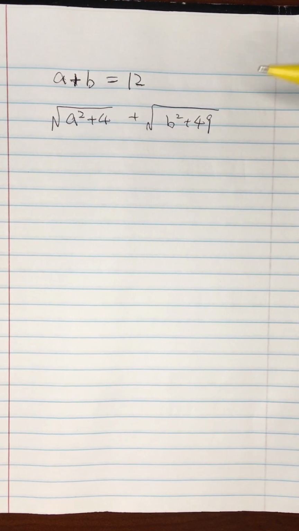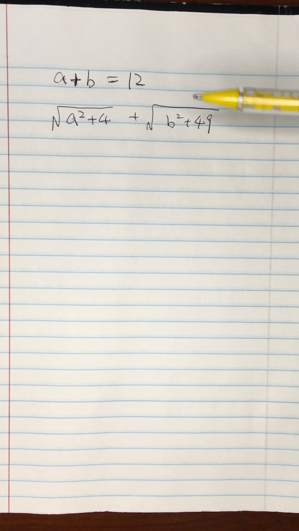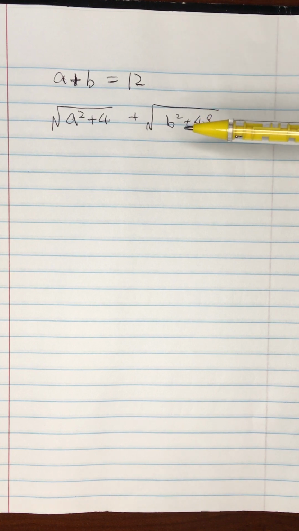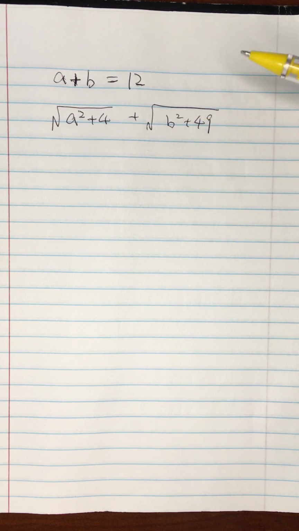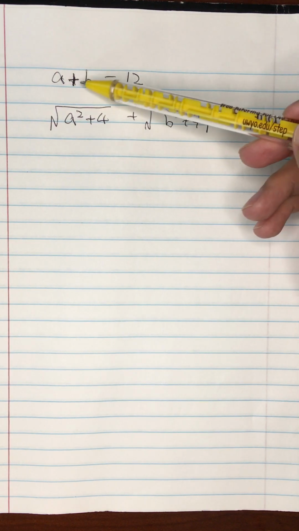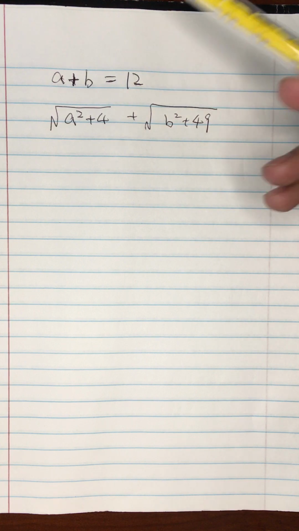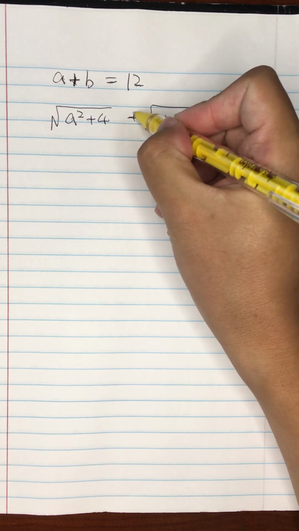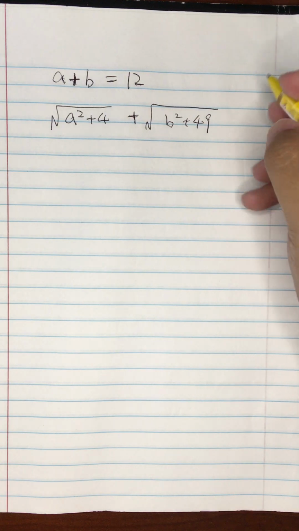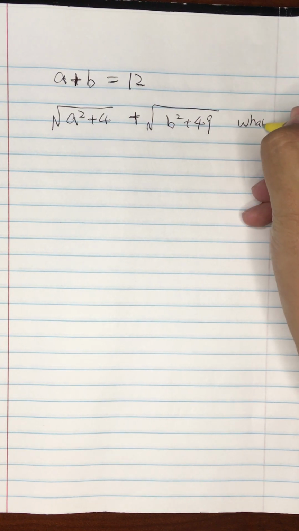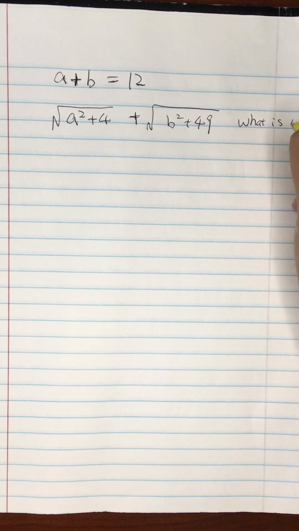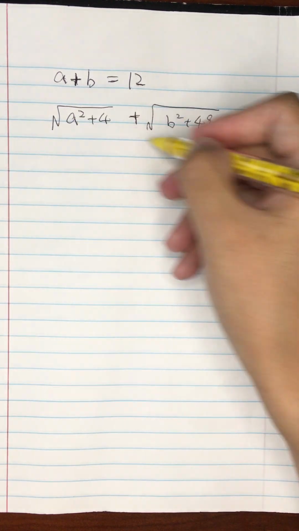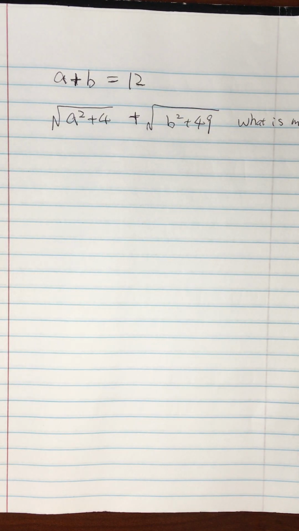Now let's look at this very interesting question. This is one of the exam questions in Taiwan for middle school students, and we are given a plus b equals 12. We need to find the minimum of this expression. What is the minimum? What is the minimum of this particular expression? So how do we actually find a minimum?